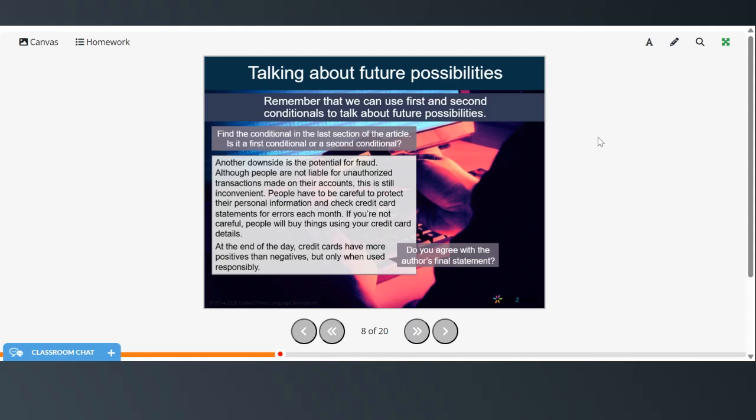Another downside is the potential for fraud. Although people are not liable for unauthorized transactions made on their accounts, this is still inconvenient. People have to be careful to protect their personal information and check credit card statements for errors each month. If you're not careful, people will buy things using your credit card details. At the end of the day, credit cards have more positives than negatives, but only when used responsibly.